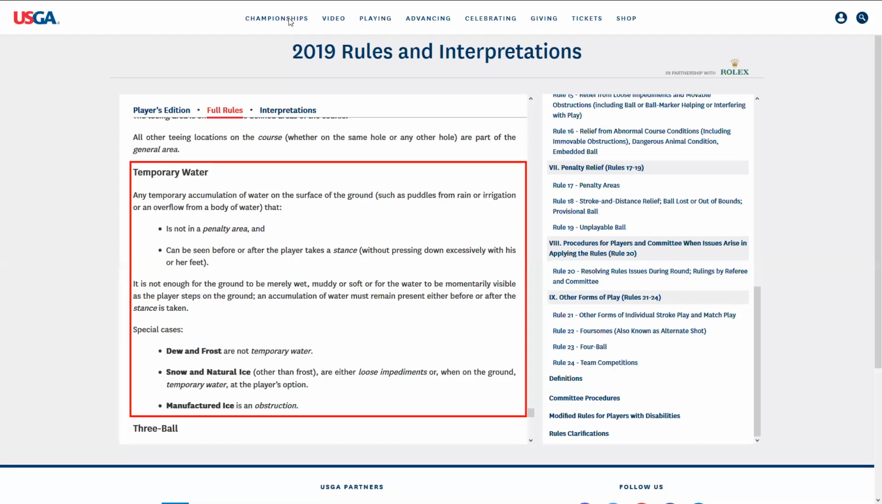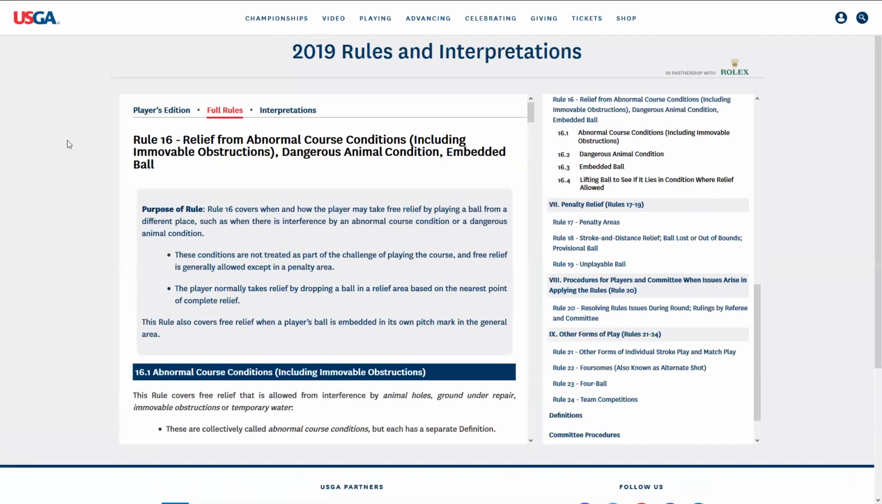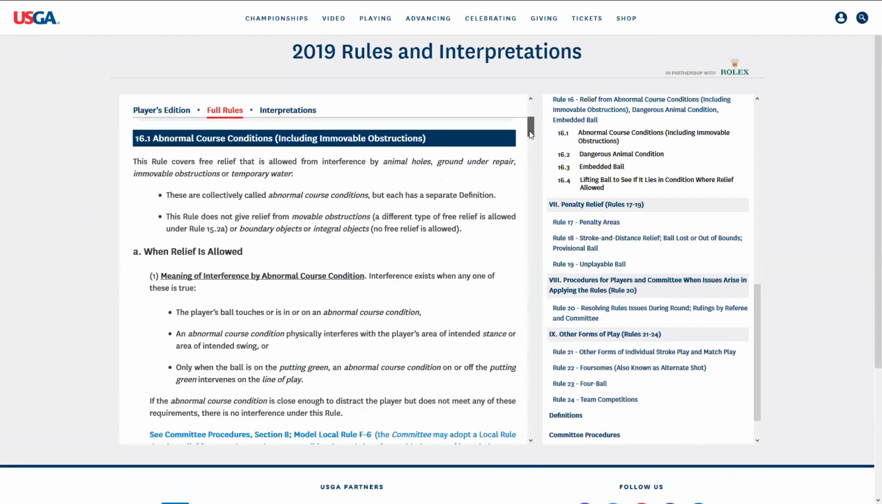16.1 is abnormal course condition. We're going to see 16.2 is dangerous animal condition. 16.3 is embedded ball. So let's look at 16.1, abnormal course condition.